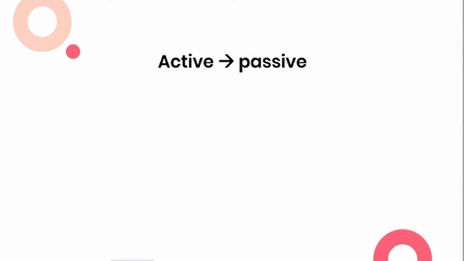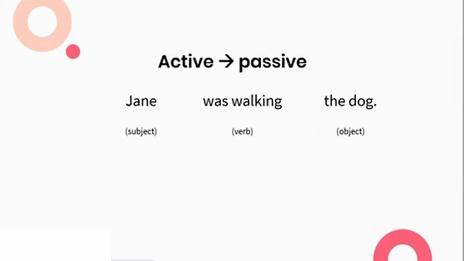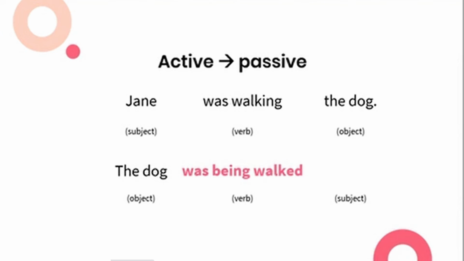In the active form, we've got our subject, Jane, our verb in past continuous tense, was walking, and our object, the dog. Let's have a look at how the past continuous tense verb changes in passive form. Now we need an object, a verb, and a subject. Here's the passive sentence. The dog was being walked by Jane. So as you can see, the verb changes from was walking to was being walked.